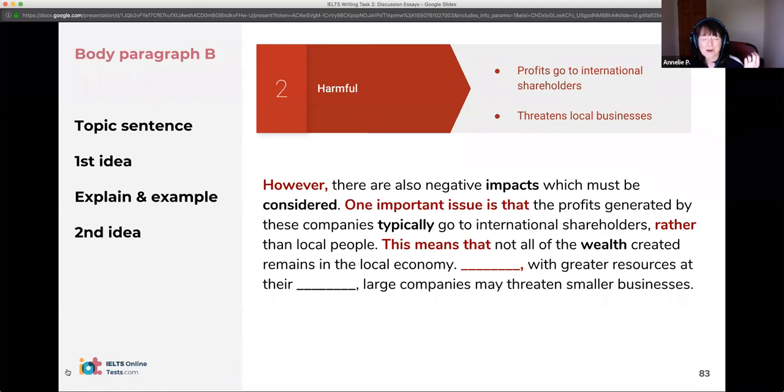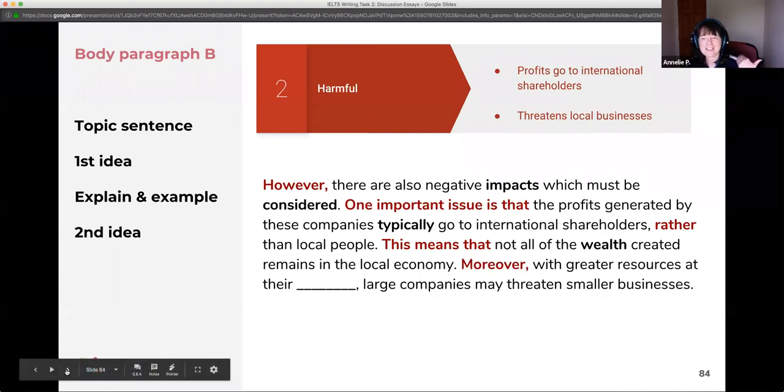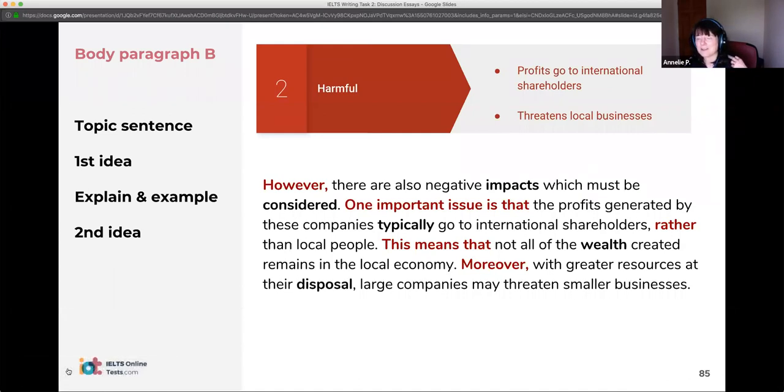Okay, very good. Moreover. Remember we've already used furthermore. So moreover, in addition, very good. Okay, so with greater resources at their... oh, very good, Stella. Very on the ball. And Nishant and Tarun, very good. So at their disposal, at their... wow, at their fingertips. That's very nice. Large companies may threaten smaller businesses.